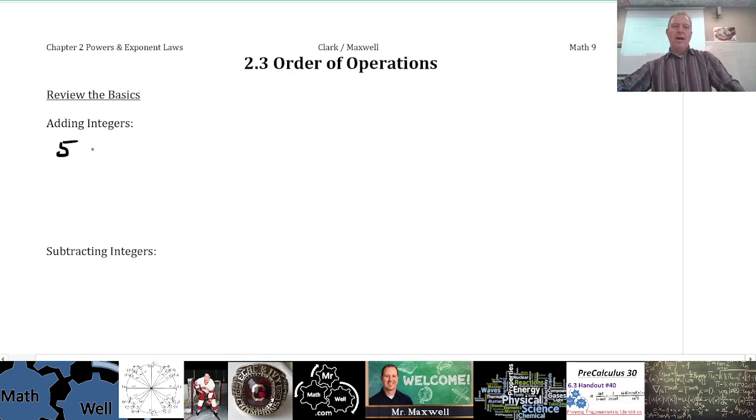So if we do 5 plus 2, adding integers. If you have two positives that you add, this is just like counting fingers, right? So this is 7. You have two positive numbers and you add them together, you get a positive number. When you add a negative number, here's another example: 5 plus negative 2. Well, that's actually the same as 5 minus 2.